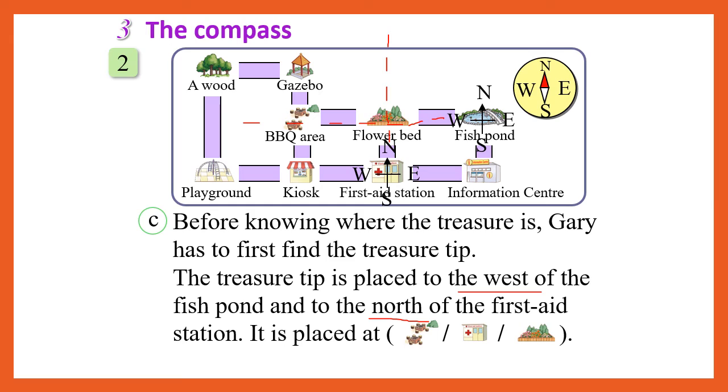After you draw these two lines, you will find that there is an intersection point between these two dotted lines. So the answer for this question is the flower bed.